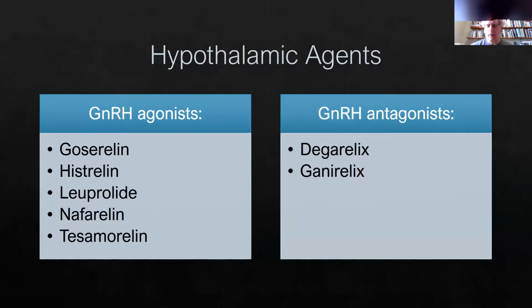So pulsatile gonadotropin releasing hormone secretion stimulates the anterior pituitary to release gonadotropins, luteinizing hormone and follicle stimulating hormone. But sustained non-pulsatile administration of gonadotropin releasing hormone or gonadotropin releasing hormone analogs inhibits release of follicle stimulating hormone and luteinizing hormone by the pituitary, both in men and women, resulting in hypogonadotropic hypogonadism.